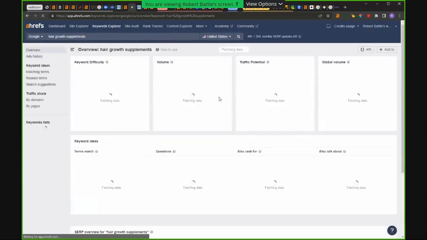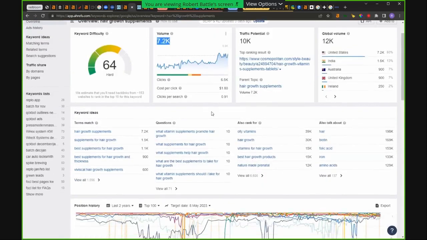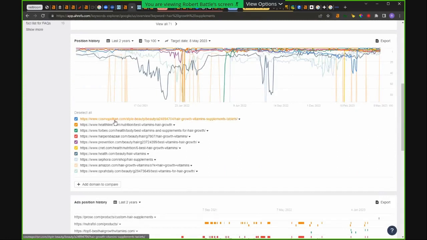It's hilarious how this tiny little word can change the search intent and change the volume. Okay, so 64, but 7.2K. I think it's doable. We just have to have a lot of content, but it can be done. But let's look. This is what's classic. If we look at who's ranking, all of these are paid articles. Yeah. Cosmopolitan, Healthline, Forbes. Yes. Harper's Bazaar, maybe paid. I'm not sure. Prevention, maybe. Sephora, okay, that's an actual product, but it's Sephora.